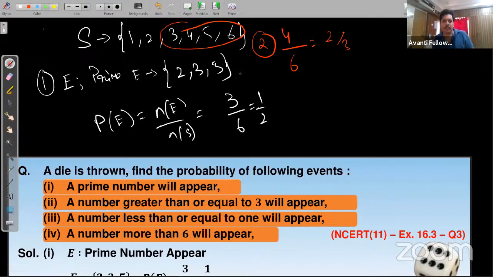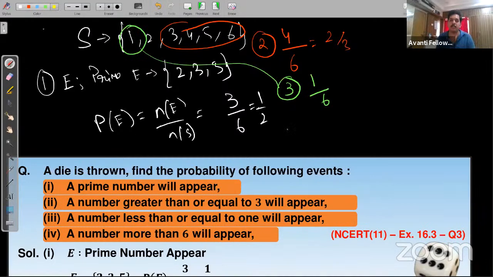What about the third one? Number less than or equal to 1. How many elements are there for number less than or equal to 1? Very good, Karthik. One element, 1, is there. So only one outcome out of 6. 1 by 6 is your answer. Understood, everyone? Very good.